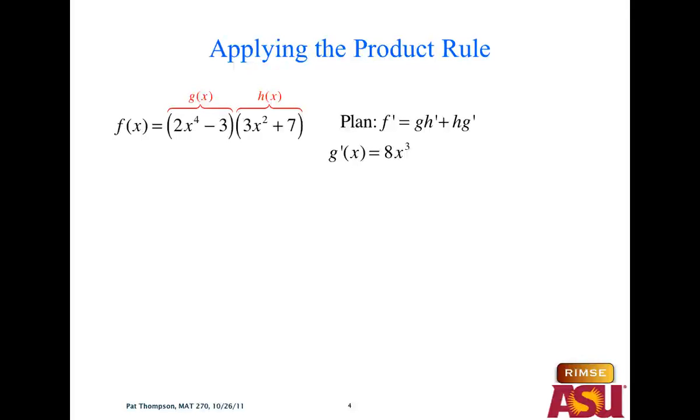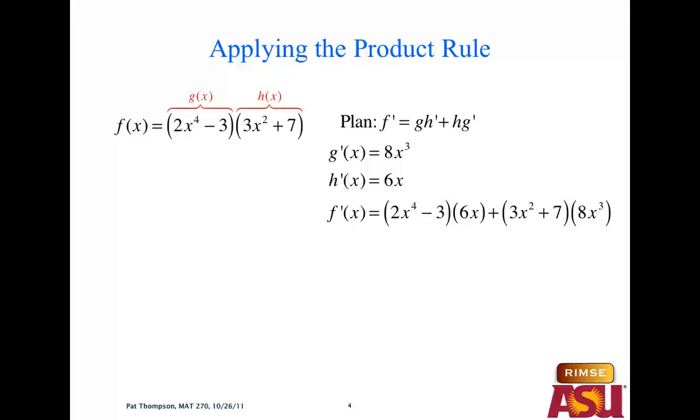All right, so what is the derivative of g? 8x cubed. And what's the derivative of h? It's 6x. Just 6x. So that now we apply the plan. Okay? G times the rate of change of h plus h times the rate of change of g. Make sense? Any questions?